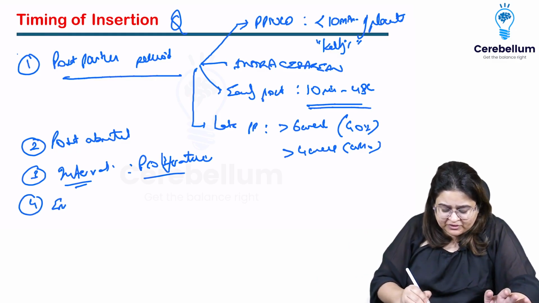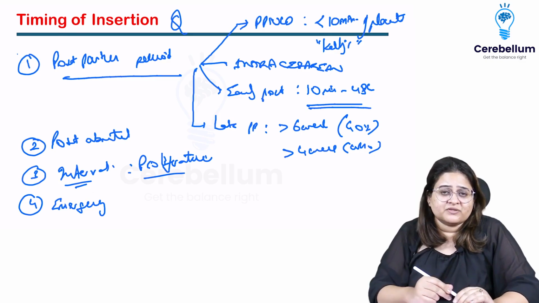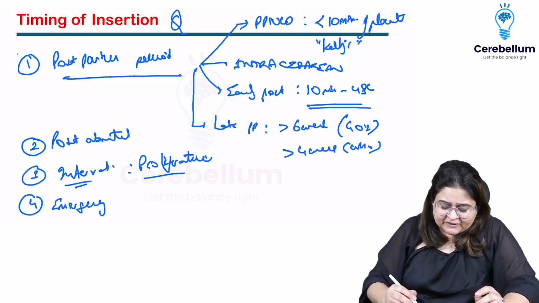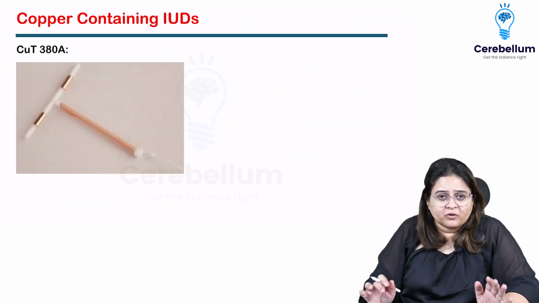And of course, you can put in an emergency contraceptive. You can use the copper T as an emergency contraception, okay? And that is within 5 days of unprotected intercourse, you can put in a copper T.